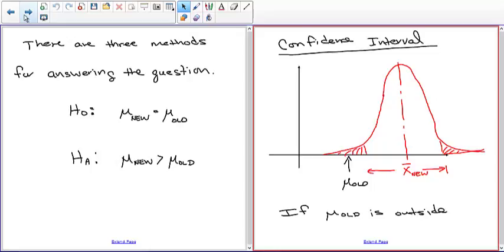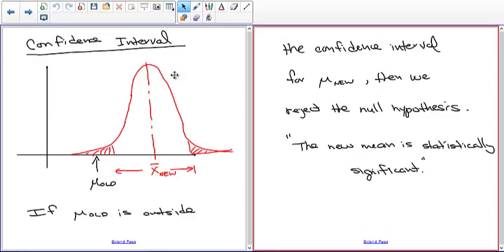So the only difference between what we just did and what we're doing now is that when we get the confidence interval, we're going to see whether the old mean is inside or outside that confidence interval. So it says if mu old is outside the confidence interval for the new process, the interval for the population mean for the new process, then we reject the null hypothesis. And therefore the new mean is a statistically significant difference. The difference is big enough.